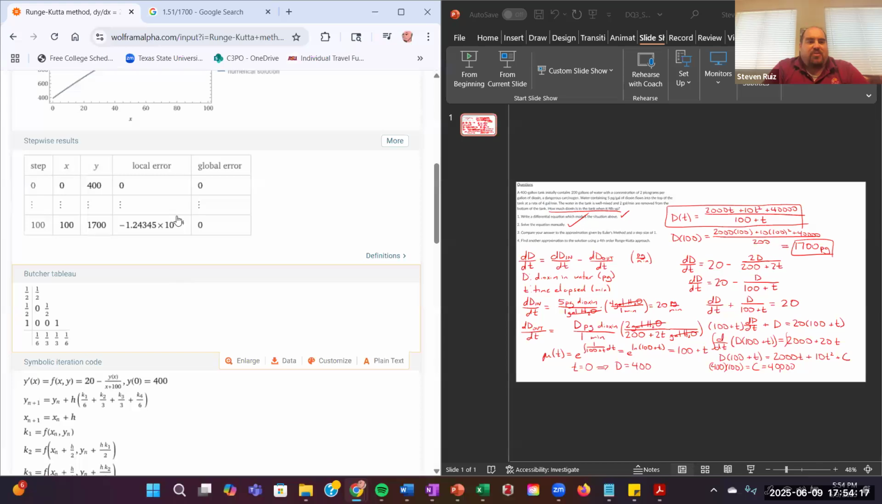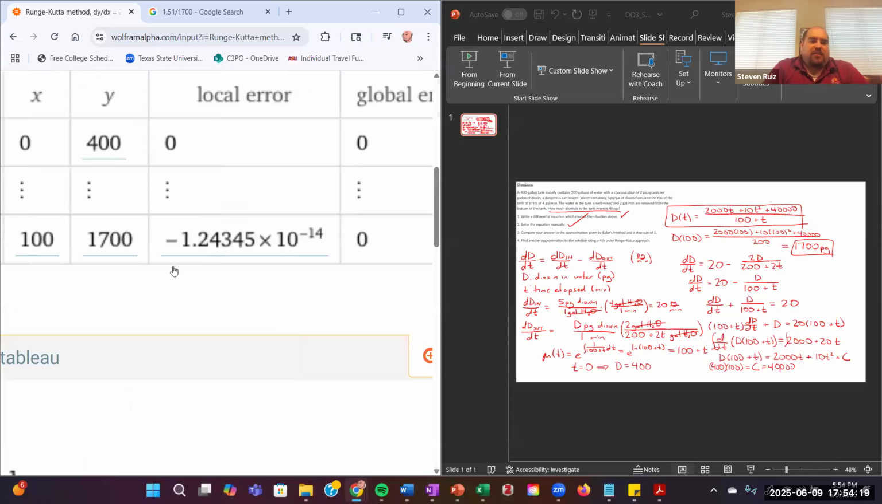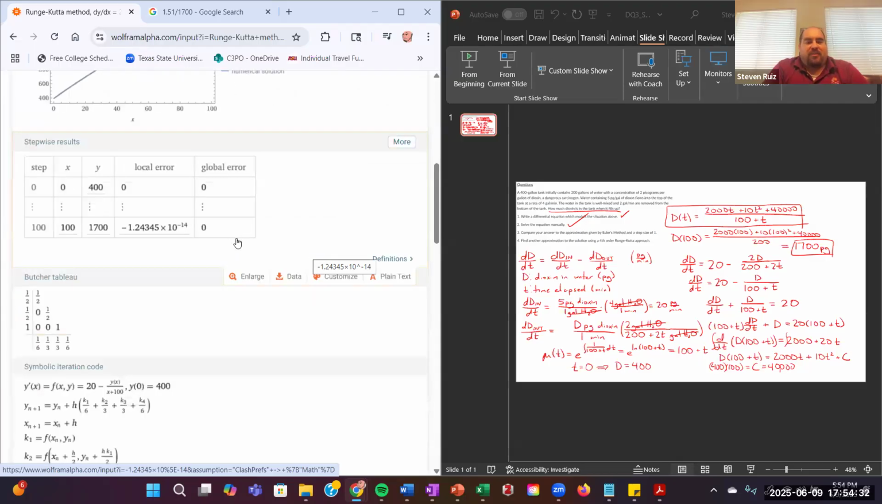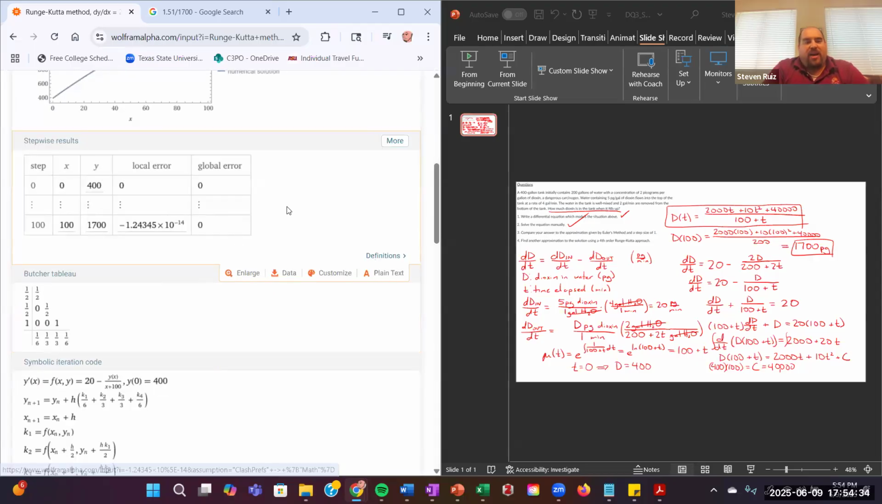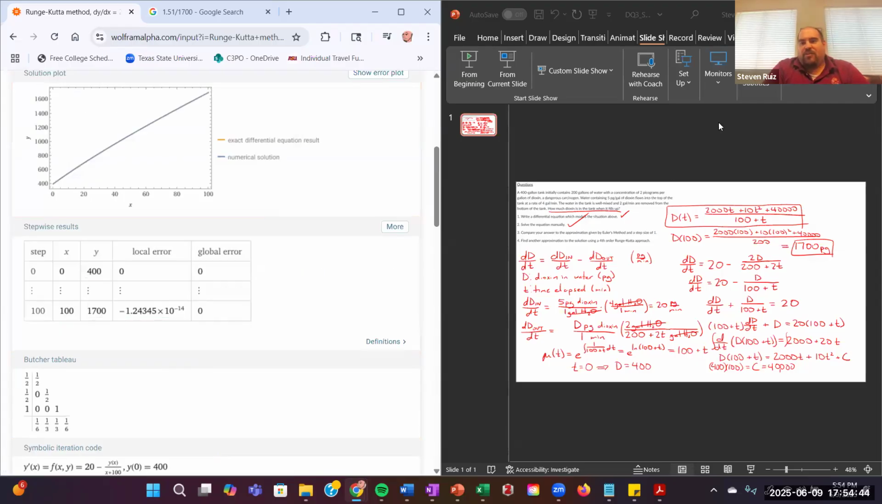The error that it is reporting is this number right here, times 10 to the negative 14. So very, very minuscule. I mean, the error we got from Euler's method was already very small. This one is almost inappreciable. All right, so that is all for discussion question 3.